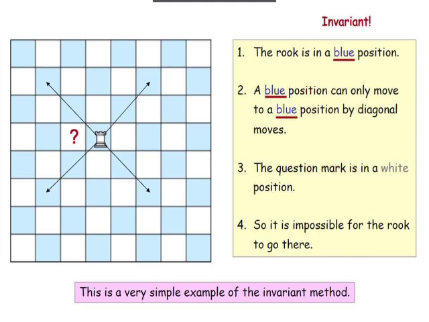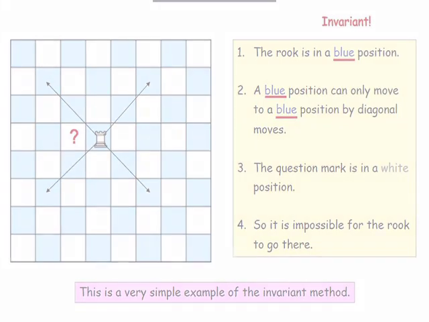Kahit anong gawin natin sa pag-move sa rook, dahil ang direction niya lang is diagonal, hindi natin siya mapupunta ng question mark kasi yung question mark is nasa white position. So, yung problem na ito is invariant. This is a very simple example of the invariant method.